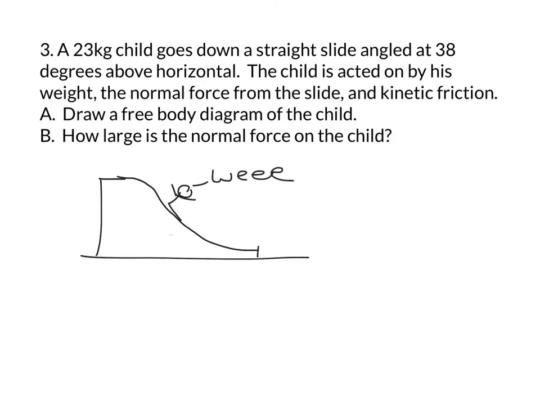So, what's the free body diagram for him? Free body diagram for him looks like this. He has a normal force that pushes him off of the slide. He has an mg that goes straight down. And the frictional force, which is 90 degrees to the normal force and points backwards of his motion, or 180 degrees from his motion. That's my free body diagram.